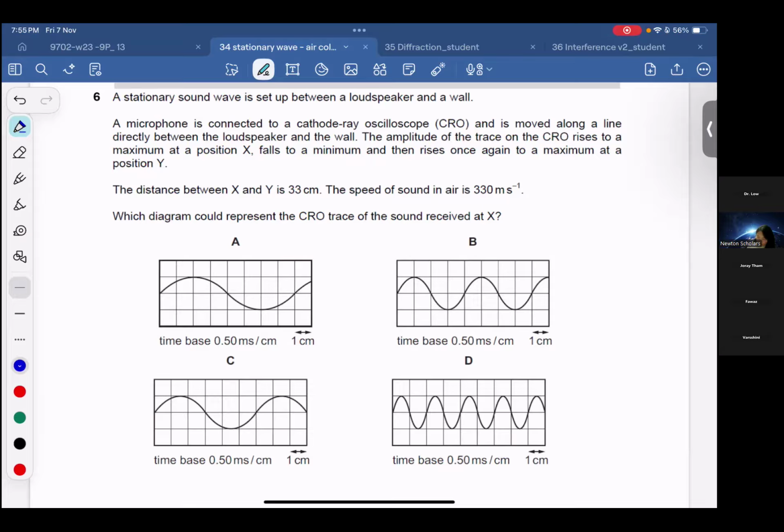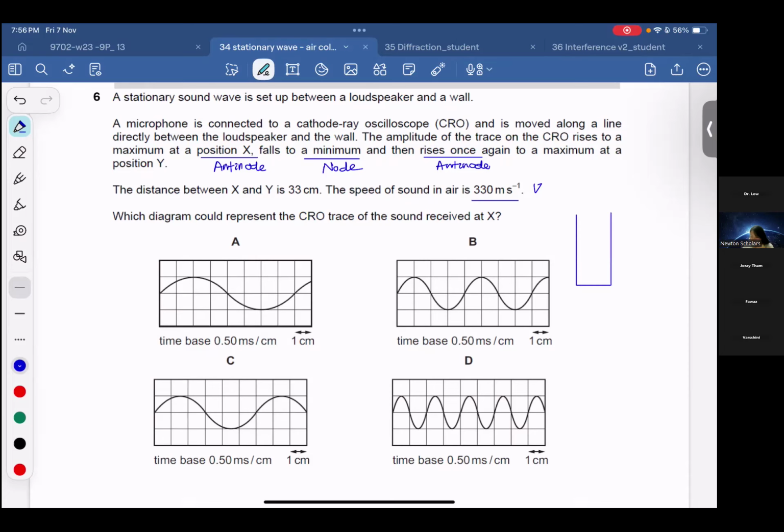Okay, here, maximum. So here, this is an anti-node. It falls again to a minimum, so it experiences a node. Then it rises again, again we have an anti-node. Rise again to a maximum at position Y. The distance between X and Y is 33 cm. The speed of sound is 330 m/s. So this is v.